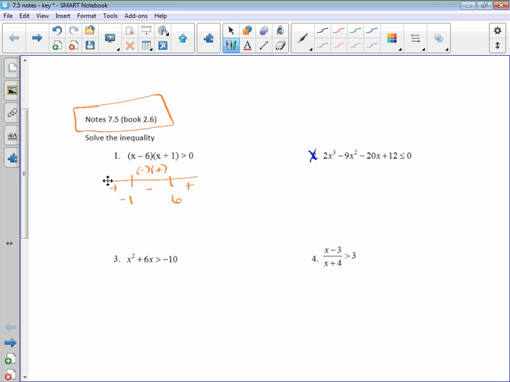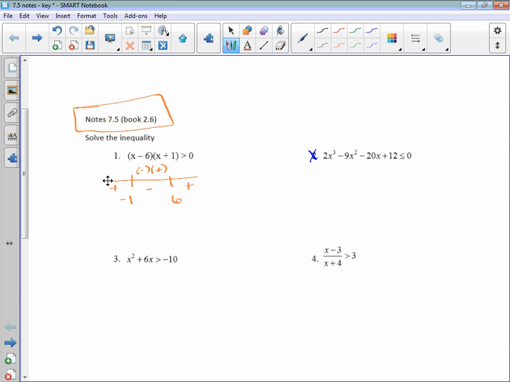Wait, why is it -1? Okay, so I picked 0, which is in between -1 and 6, right? So if I put a 0 in this parentheses, 0 minus 6, that's -6, right? So that's negative. 0 plus 1, that's positive. And negative times a positive is a negative. These are alternating because there's not multiplicity on any of these.